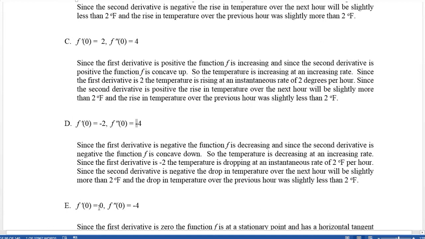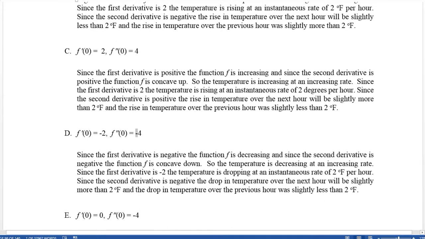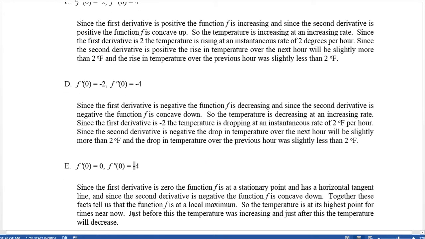Okay, what if the first derivative is 0 and the second derivative is -4? All right, when you have a derivative of 0 and a second derivative non-zero, you're at an extremum. So the first derivative is 0 says you have a horizontal tangent line. The second derivative is negative says the function is concave down. Concave down and a horizontal tangent line means you're at a maximum. So we're at a local maximum. It was cooler earlier, it's going to be cooler later, it's the hottest, at least nearby for times close to now.